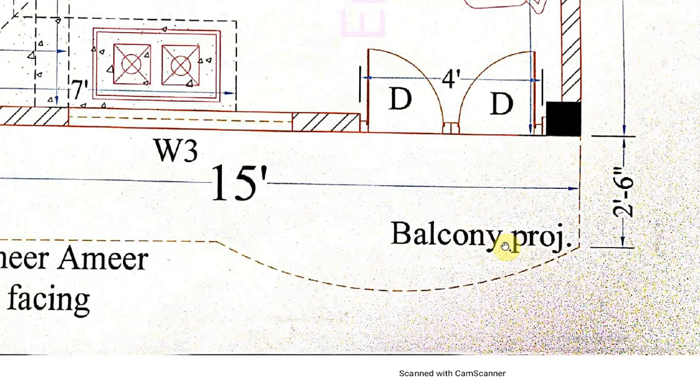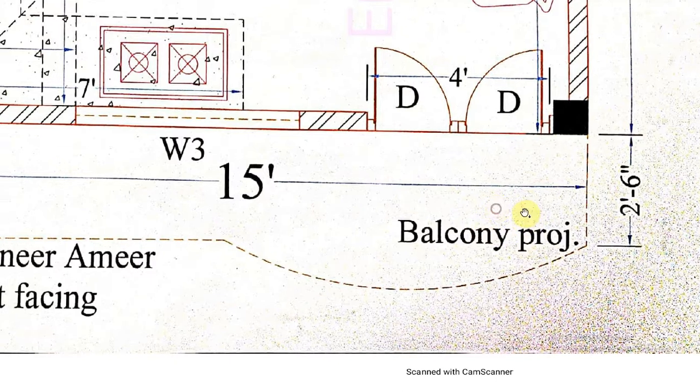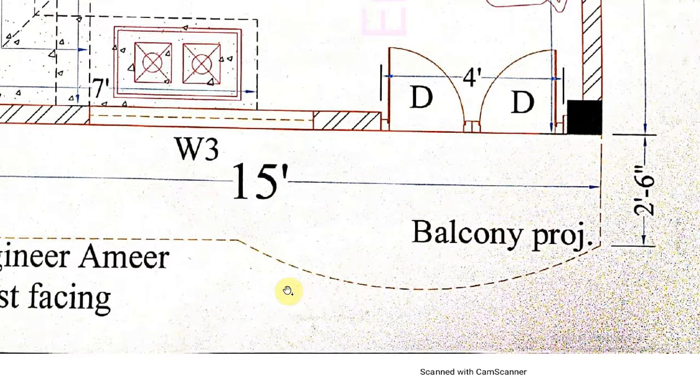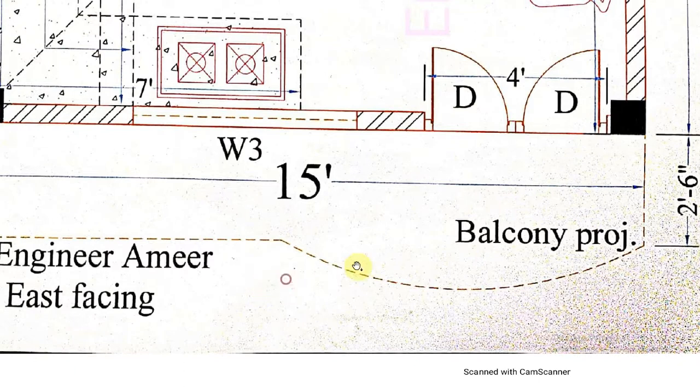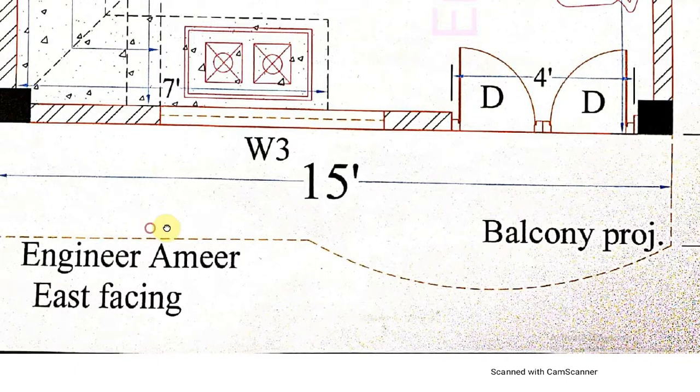Friends, today I am going to share with you this plan. This plan size is 15 feet by 23 feet. 15 feet is the width of this plan and 23 feet is the depth of this plan. So you can see that in front of this house there is a road 30 feet wide, and this is the balcony projection of our house.